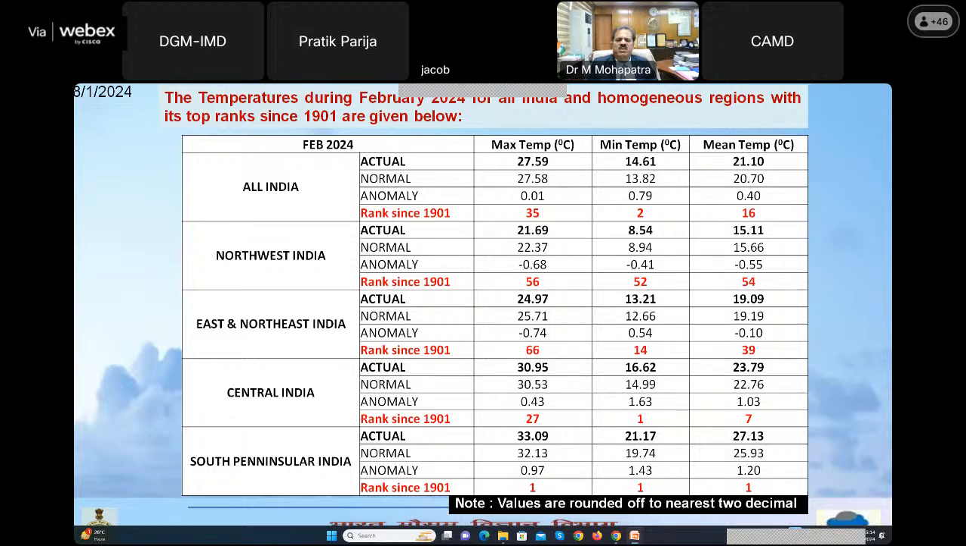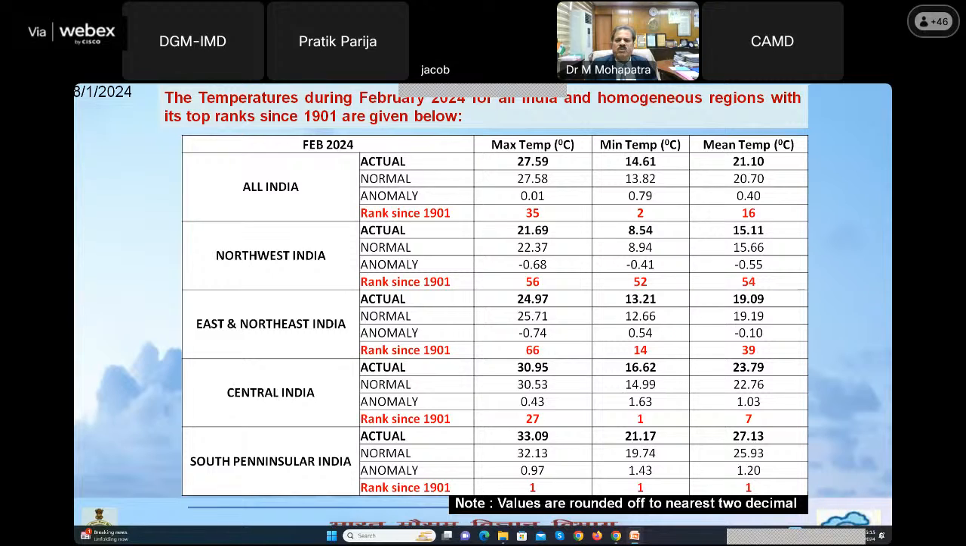And minimum temperature, if you consider, was 14.61 degrees Celsius for the country as a whole. So it ranks 2, second rank. That means it was one of the highest night temperatures. Mean temperature, if you consider, its rank is 16. So that means it is not anomalous in nature. Northwest India, similarly, the rank is 56, 52, 54. Therefore, it is just near normal. It is not anomalous.